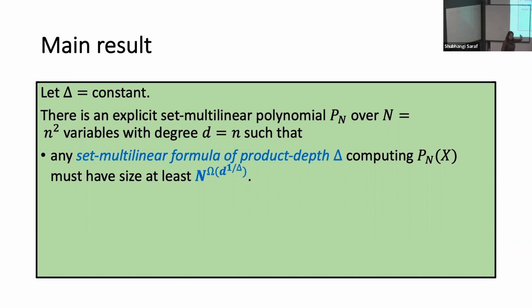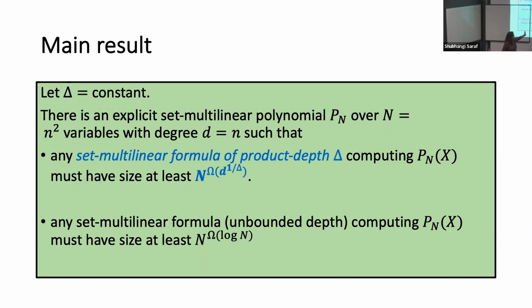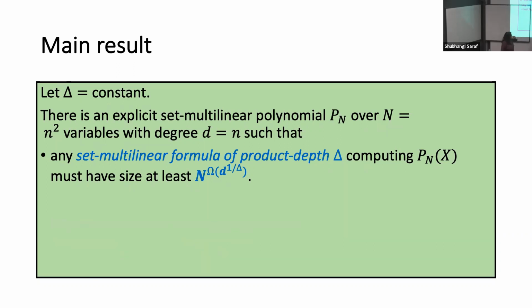But for delta equal to 1, this has been known for a long time. At delta equal to 2, it's saying that any product depth 2 circuit computing this class of polynomials has size n to the root d. And for delta equal to 3, it's n to the d to the 1 over 3. So that's the main result. And the significance of this result is really in this precise quantitative bound, n to the d to the 1 over delta. The precise value of it is going to be important, and I'll explain why that bound of n to the d to the 1 over delta is nice.